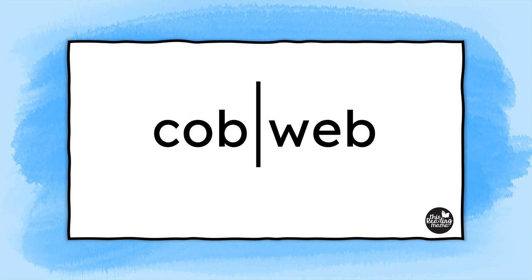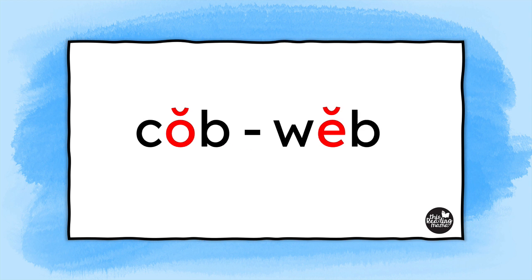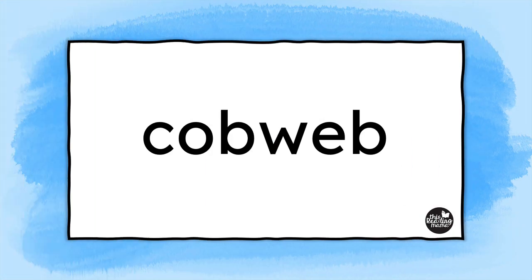Again, you're going to ask your readers to look at each individual syllable. It's split in 2 now. Let's look at each syllable. And what do they notice? And again, we have 2 closed syllables. They're closed in by those consonants on the end. So we will have cob and web. Our vowels will make the short vowel sounds, cob, web, which makes cobweb.